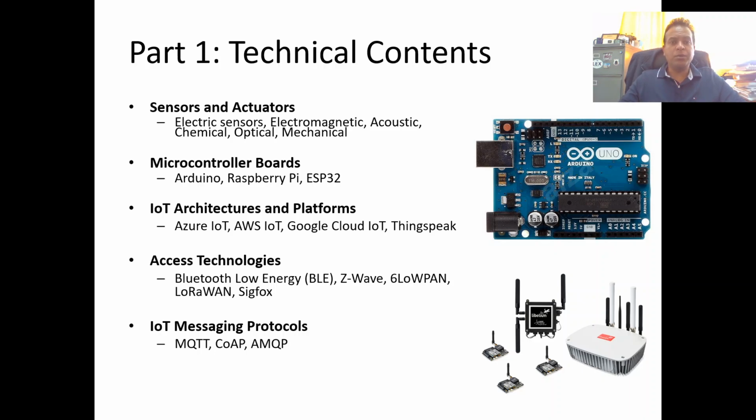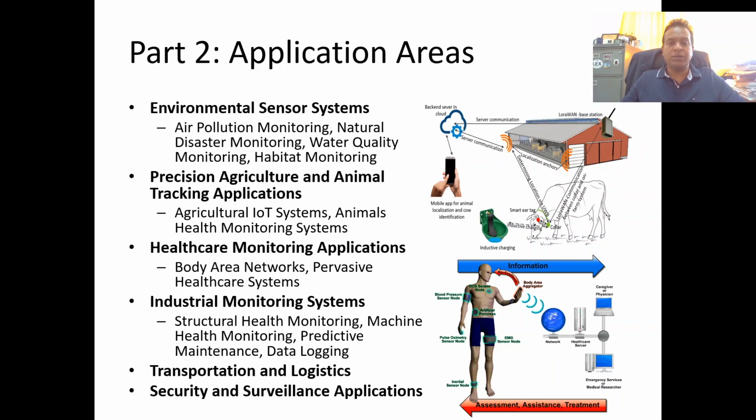The second part of the module will be on the application area. We'll need to study how IoT systems are being implemented, for example, for environment monitoring: for air pollution, natural disasters, and water quality. All those fall under the environmental sensor systems. The second application area that we are going to study is how we apply sensor systems and IoT in agriculture, for precision agriculture and animal tracking, for example. We are also going to discuss healthcare monitoring, industrial monitoring systems, transportation and logistics, and security and surveillance applications.